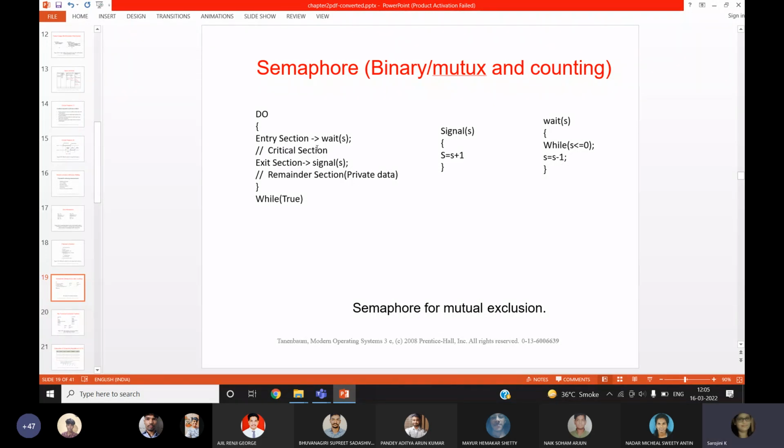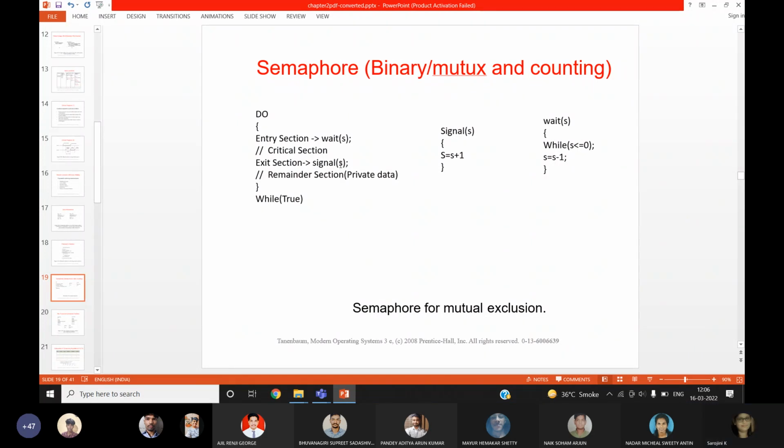Now currently who's inside the critical section? Process P1 is inside the critical section. Assume now process P1 is inside the critical section. You should only remember the value of s. The value of s is currently 0. Who made it 0? Our process P1 only. Before entering the critical section, it made s equal to 0.